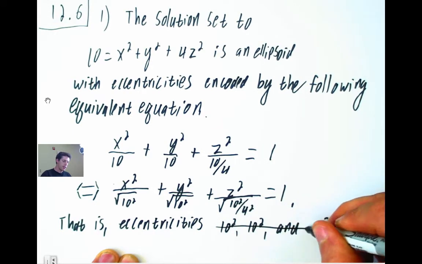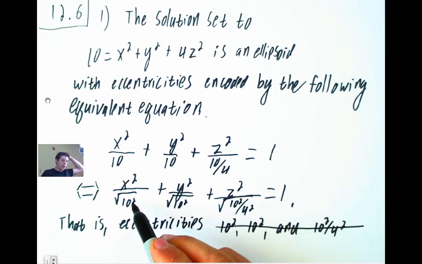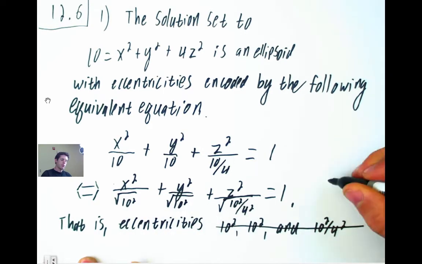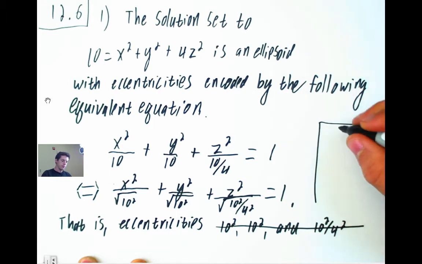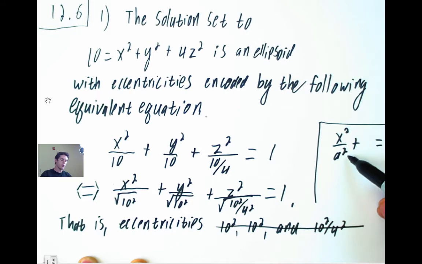Well, these guys are wrong. I should think of this as the square root of 10 squared. So take the square root first and then square it. Eccentricities. Okay, so when you've got your y squared and your z squared term, if you have x squared over a squared, then the eccentricity in the x direction is a here. So I wanted to think of that denominator right there as something squared, not something square rooted.